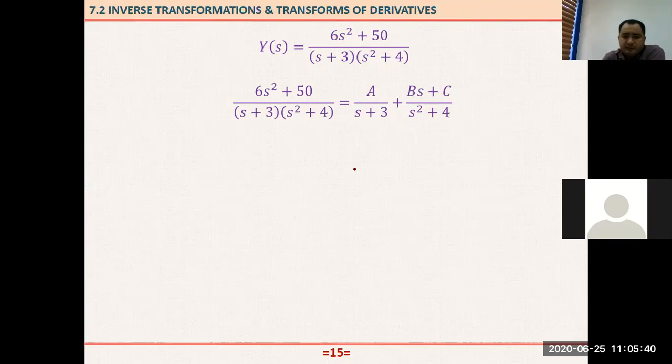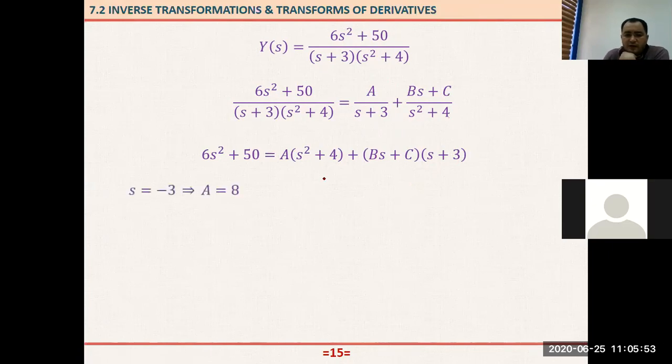Then bring it to the common denominator, right? So A times (s squared plus 4) plus (Bs plus C) times (s plus 3). And by substituting some suitable values for s, we can determine the values of A, B, and C. For example, if s equals -3, this part will disappear. Here we have 9 times 6 plus 50. That's equal to, 9 plus 4, 13. And this thing is divided by 13.